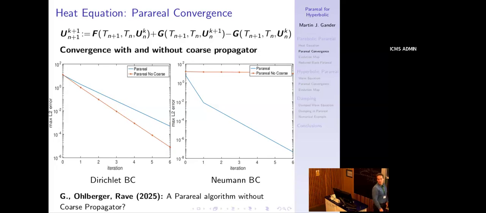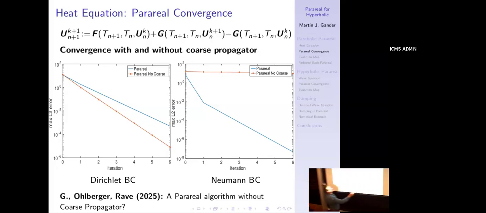With Neumann boundary conditions, that does not work. If you don't have a coarse propagator, there's no contraction. And you understand why now, because this constant would have to be propagated. Without the constant, the solution cannot converge. So here it just doesn't work. So here you need a coarse propagator. And there is a short paper about this with Stefan Rave, who is in the audience, who will give the next talk that explains this.